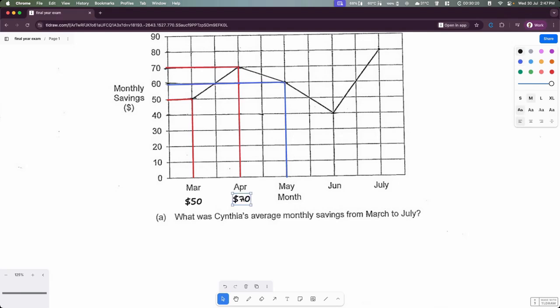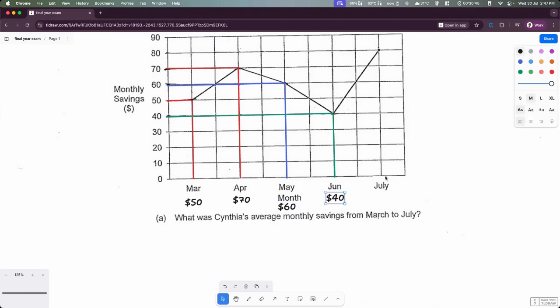I use different colors so it doesn't get confusing. How about June? For June, let me use another color. So this should be over here, $40 instead for June. And lastly, July. Let's choose another one. Let's choose a purple one.